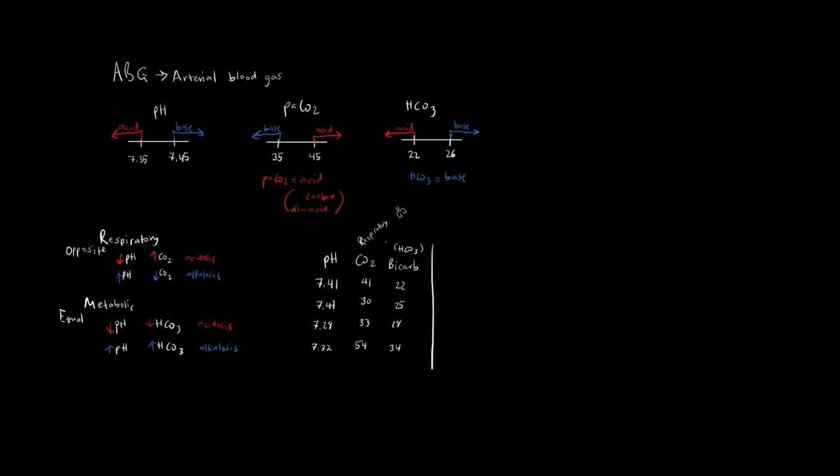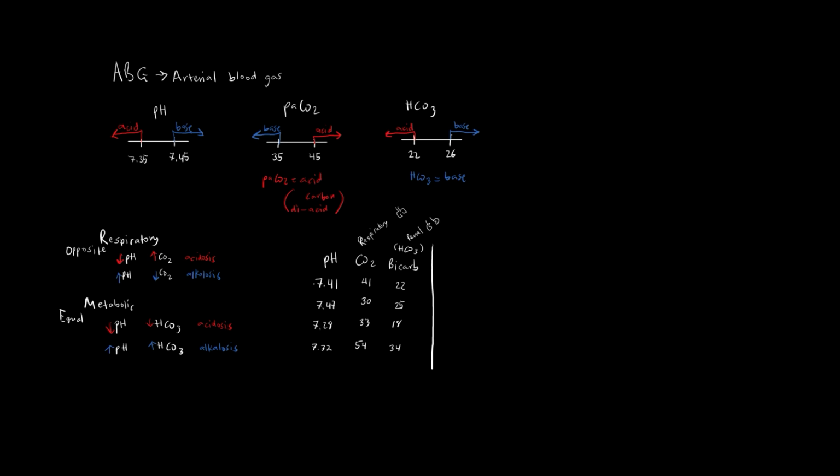And then as for bicarb, it correlates with the renal system. So if something is abnormal regarding the bicarb level, we know that there's a problem with the renal system. Either your kidneys are retaining too much bicarb or excreting too much bicarb. Let's get started with our problems.